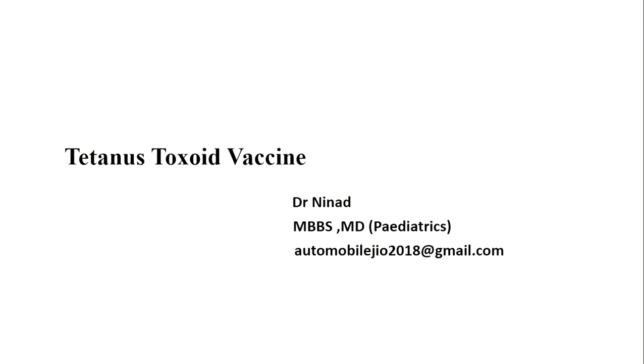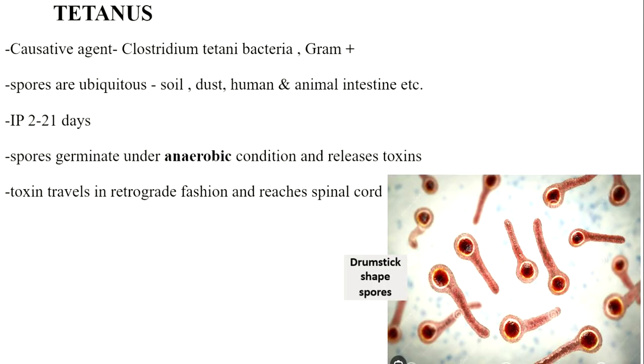Hello friends, today I will be speaking about tetanus toxoid vaccine. So let's first see a few points about tetanus disease. It is caused by the Clostridium tetani bacteria, which is gram positive. The bacteria are seen as spores which are ubiquitous and present in soil, dust, and human and animal intestine.